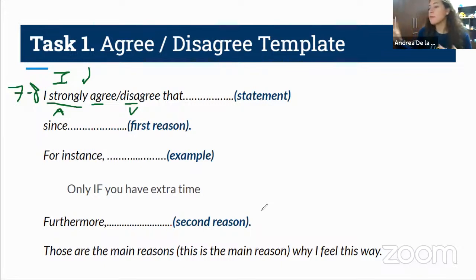I don't have to repeat everything, right? I strongly disagree that learning through online courses is more effective than learning in the traditional classroom setting. I do not have to repeat everything. You could summarize it if you want, you could paraphrase it, no problem. But try to say the statement, right? The idea. So in this case, our introduction is going to be, I strongly disagree that online courses are more effective. And that's it. We are directly answering the question using the same verb, using an adverb, and repeating the statement. Is that okay so far? Any questions about that?